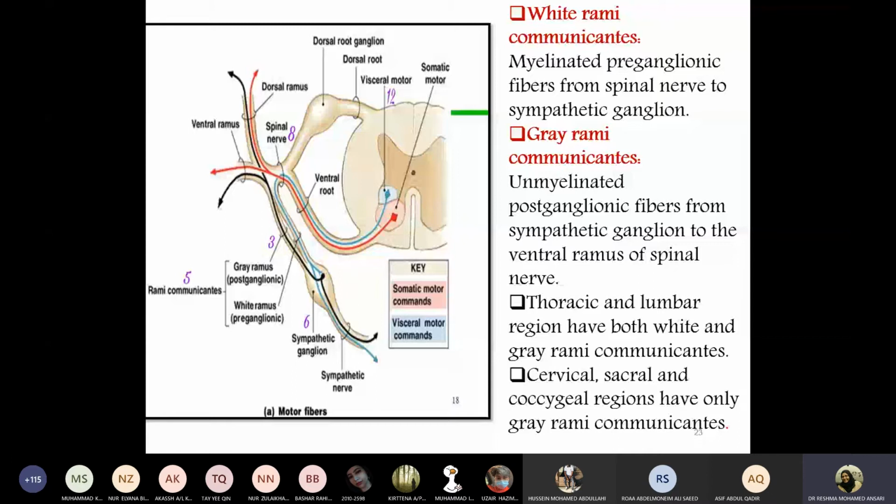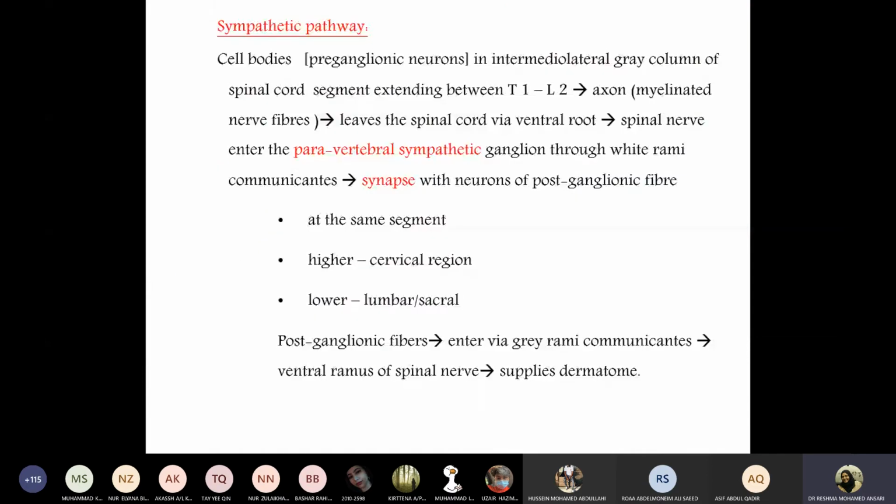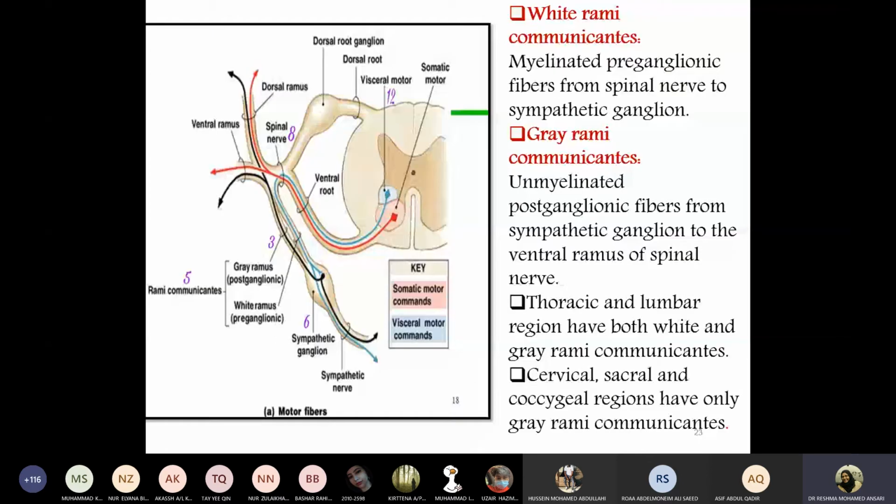Once it enters the ganglion, it has cell bodies which will moderate the information, consolidate it, and send it back again into the spinal nerve. But when it is sent back, it is not myelinated, so it is called the grey rami communicantes. I have a figure here, I think. When I talk about the sympathetic pathway, I can show you a video on that. So is it clear until now? Yes, doctor.